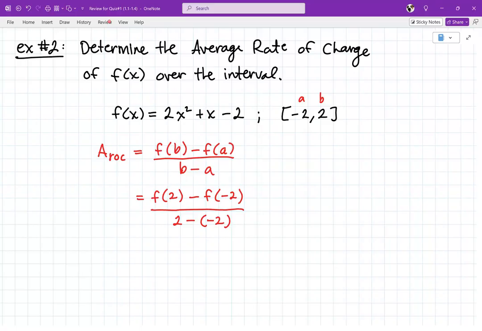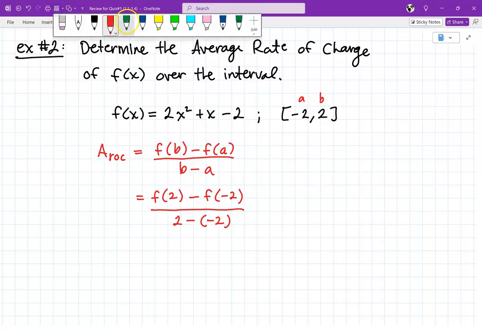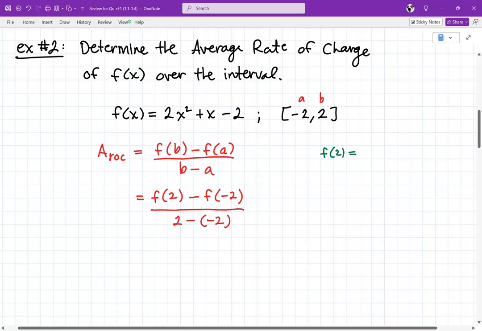I simplify and I'm done. Okay? It's pretty quick, but it does take a little bit of effort to find those values. So I'm going to do a little bit of side work. I'm going to change to green. F of 2, let's see what I get.